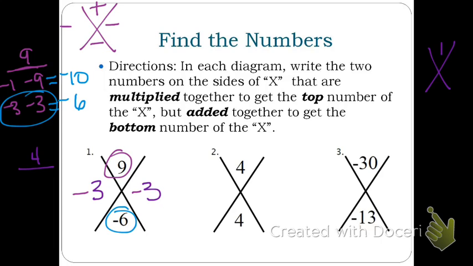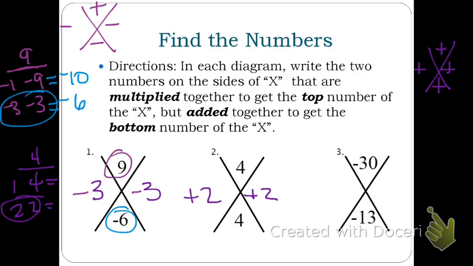So on the top we have a positive number, on the bottom we have a positive number, so that means our two numbers both need to be positive. Positive, positive. What are the factors of 4? They're 1 and 4 and 2 and 2. If we keep them all positive, which ones, when we add them together, equal 4? Well, 2 and 2 do. 2 and 2.